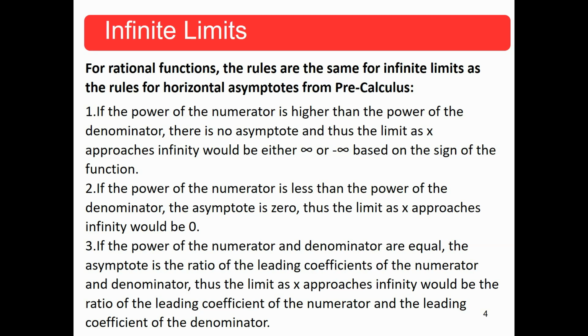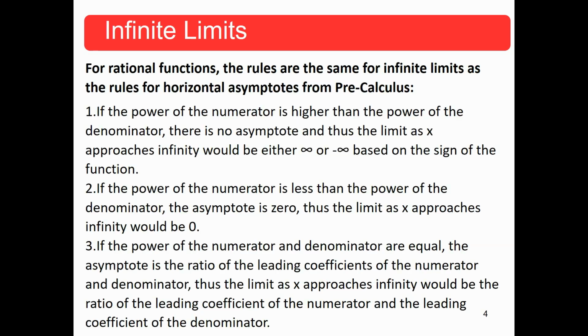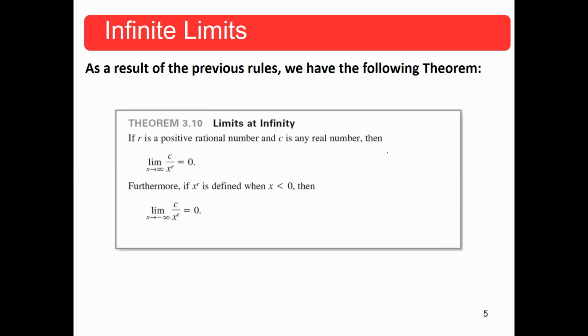So this leads us to the following theorem because of that second rule, this one right here, okay? And that tells us that if we take the limit as x approaches infinity of some constant divided by x to a power, doesn't matter what the power is as long as it's a positive rational number, then the limit's 0. Because all it's saying is x is getting really, really big. And any number divided by an infinitely big number is going to approach 0. And it doesn't matter whether we're going positive or negative.